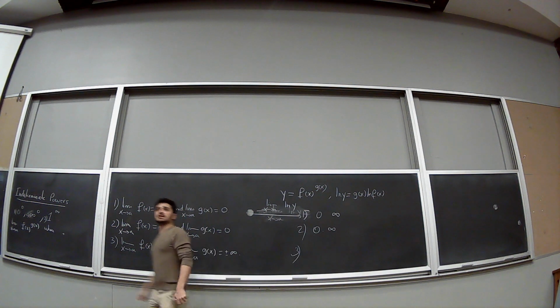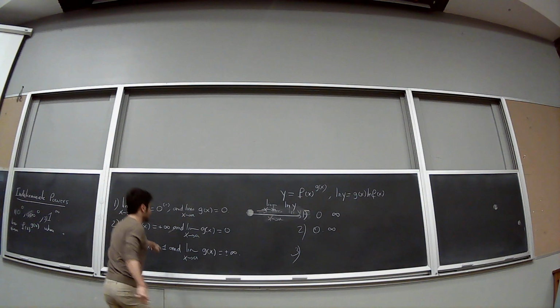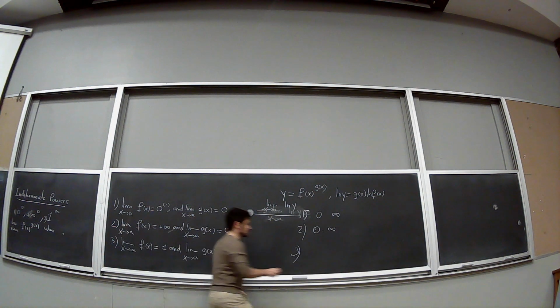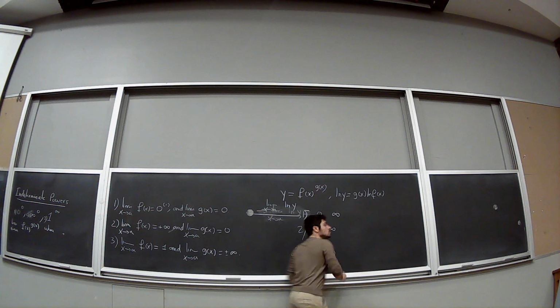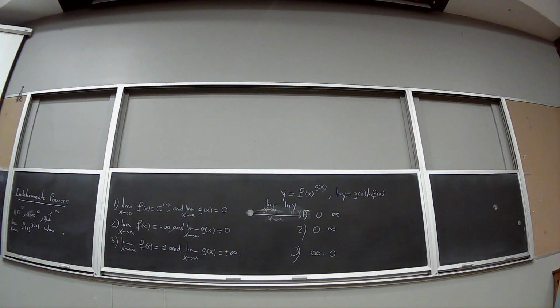And let's look at the third case. Ln of y is g of x ln of f of x. So if f of x goes to 1, ln of f of x goes to 0. So I have infinity times ln of 1, which is infinity times 0. So the ln of an indeterminate power of this form is of the form 0 times infinity.